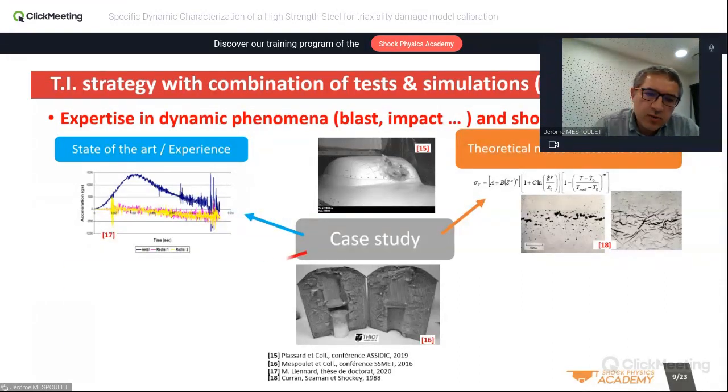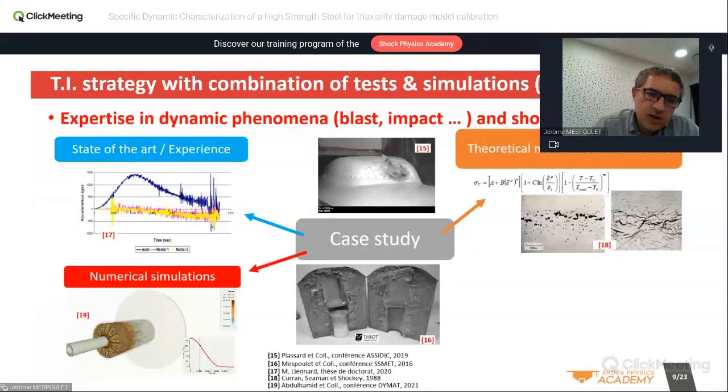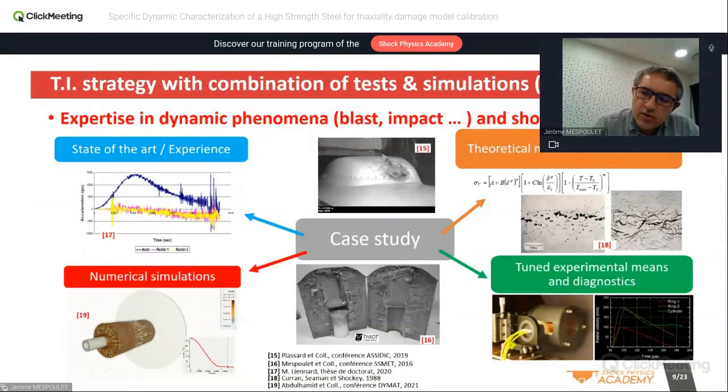We make some numerical simulations. We have various explicit codes, and we use different ones depending on the application. But we also make some experimental means and diagnostics. We use them to collect data to feed the strength models. After, they are fed to numerical simulations, and so we have all those steps together to respond to the case study that is given to us.